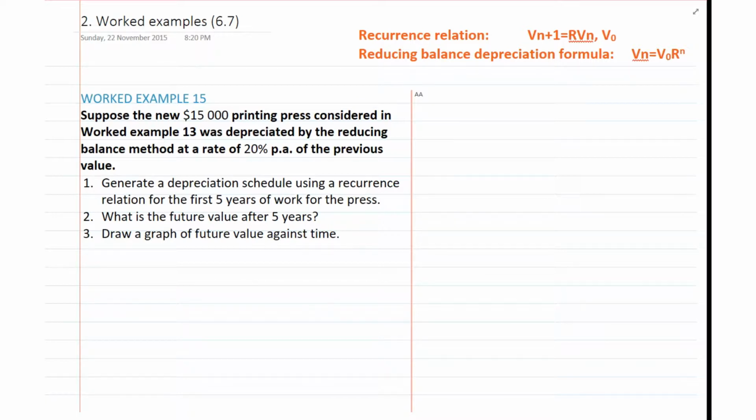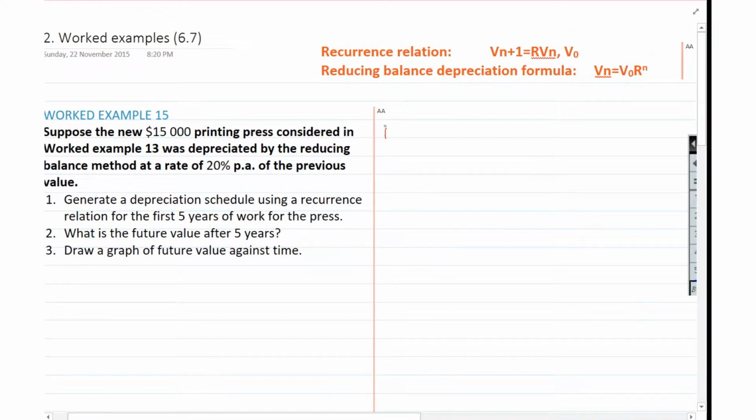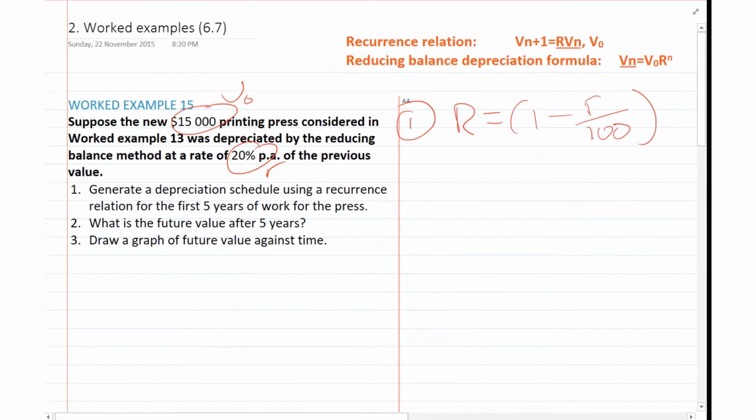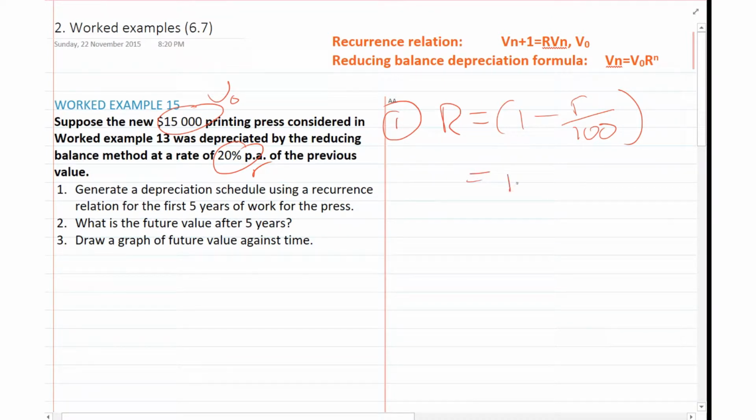Okay, generate a depreciation schedule using a recurrence relation for the first 5 years. In this one, let's first work out what the recurrence relation is. You're looking for what R is, so let's calculate R to start with. Remember, R is equal to 1 minus little r over 100. That's going to be 1 minus 20 over 100, which is 0.2, so that's going to give you 0.8.